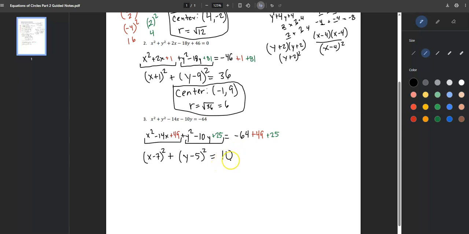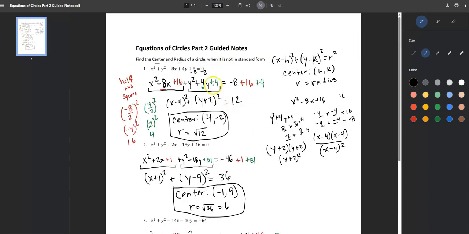So my center is at the point 7, 5. And my radius is the square root of 10, which I can just leave just like that because that won't come out evenly. Okay, that's how we're identifying centers and radiuses when it's not in standard form.